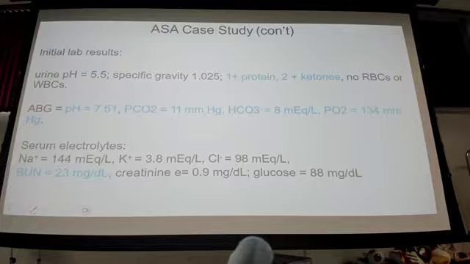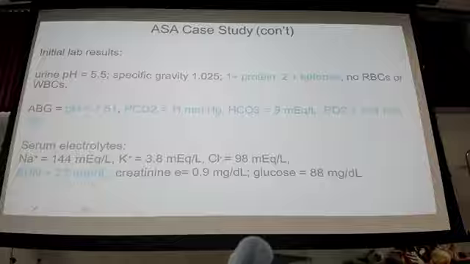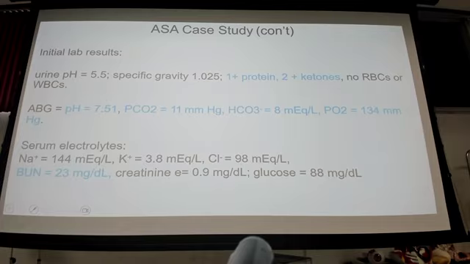Alkalosis as well. So this is a complicated, mixed acid-base disturbance that this patient is experiencing, and we'll talk about that in order to understand what's going on in this patient. And then her BUN levels are slightly above normal, indicating some stress to the kidneys potentially.